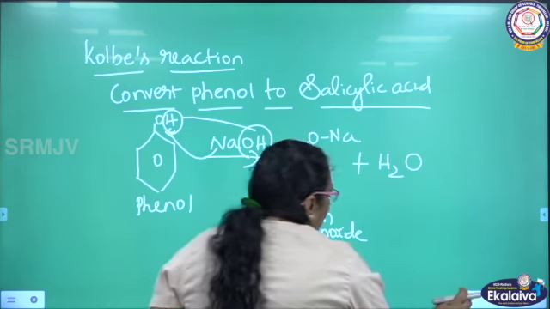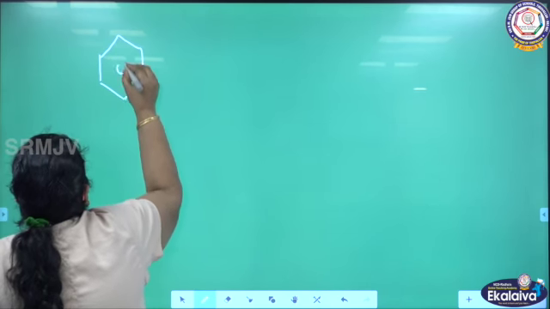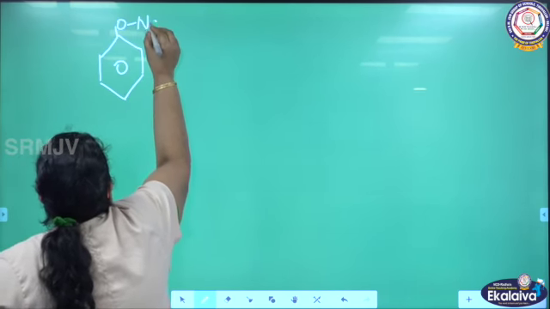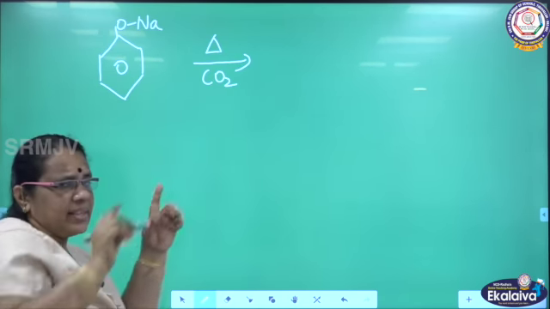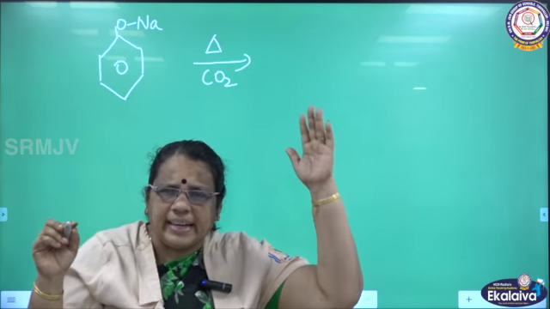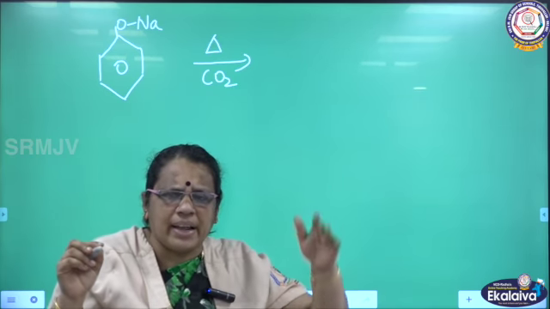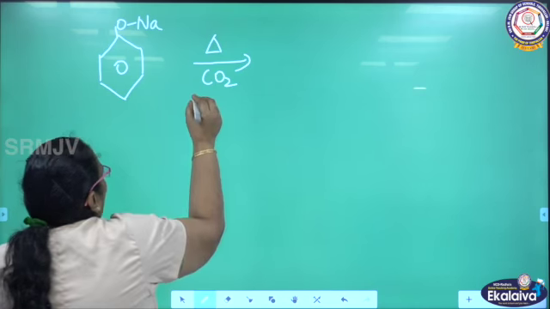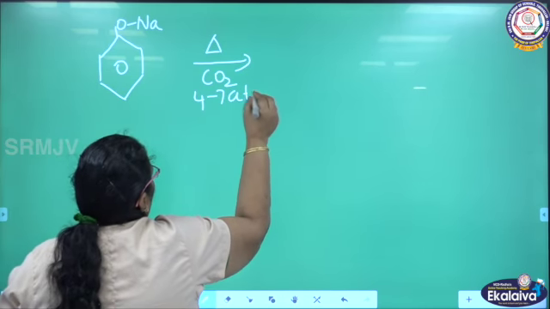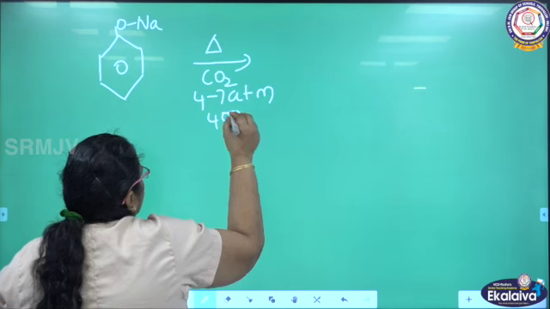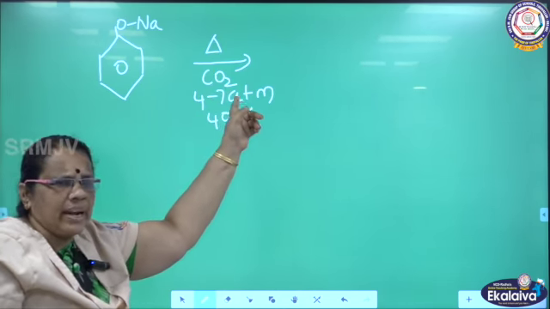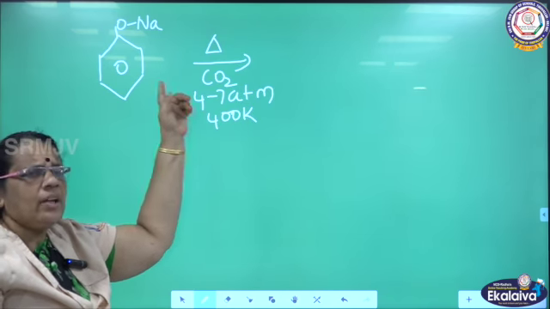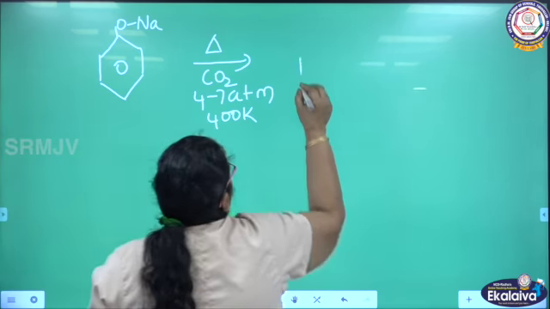This is the first step. What is the second step? This sodium phenoxide, when it is heated with carbon dioxide, see the condition, this reaction is very important with the condition: heating symbol, carbon dioxide, CO2, 4 to 7 atmosphere, 400 Kelvin. All these are important conditions. So, what is the compound we are getting here?